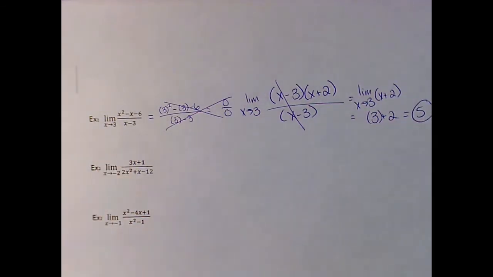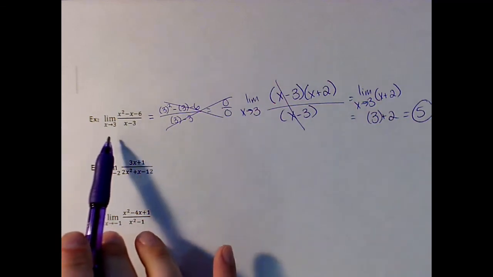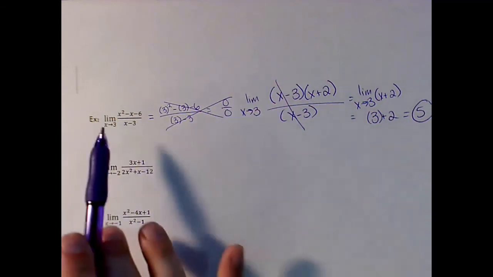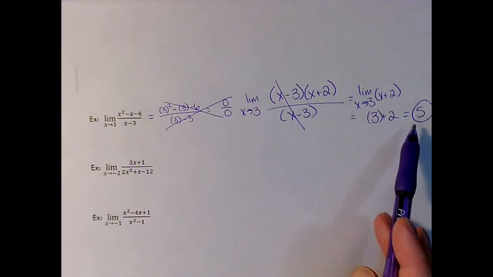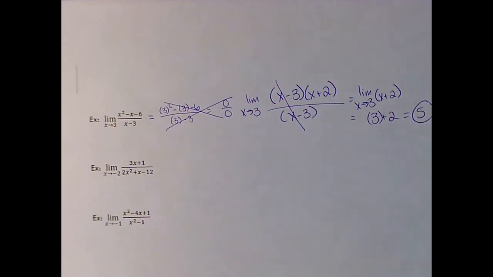So when I graph that, you're going to see a hole at 3, but business is going to be usual at 5. Okay? And not business as usual. You're going to have a hole at 3, but the hole exists when f of x or y is equal to 5. That's how I should have worded that.